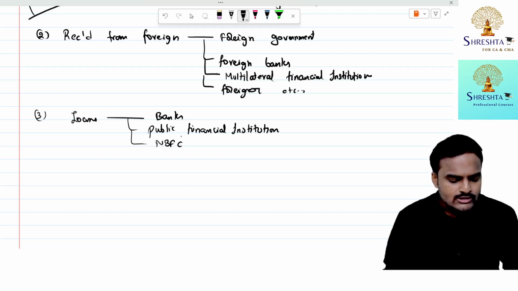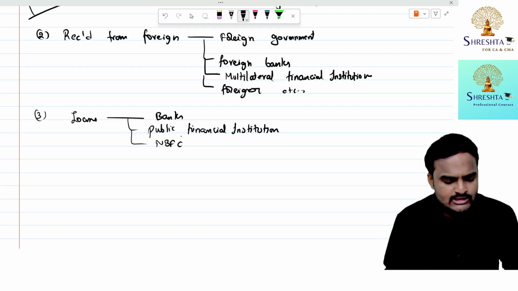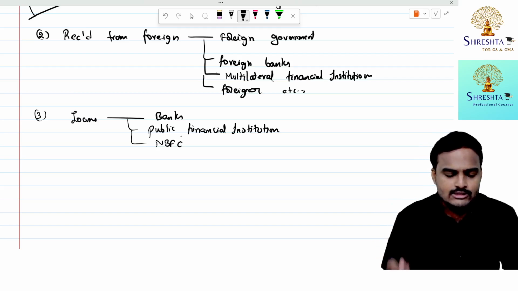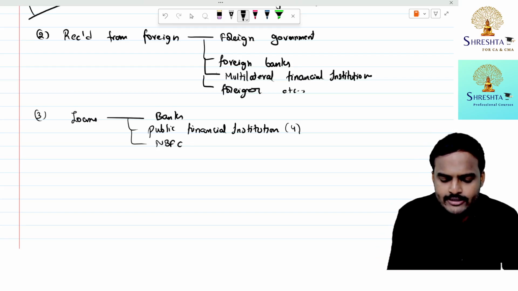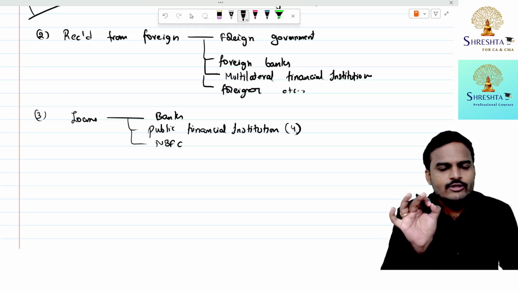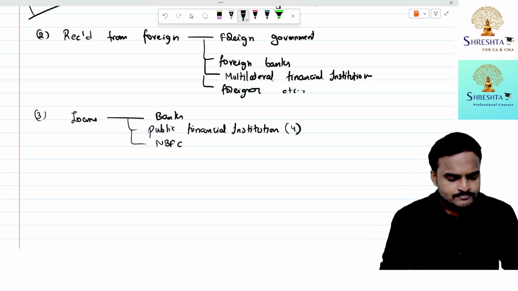So loans taken from banking companies, cooperative banks, public financial institutions, NBFC are also excluded from the definition of deposits. Here only one extra point I told you, that is loans from public financial institutions. This is the fourth exemption. Next one.